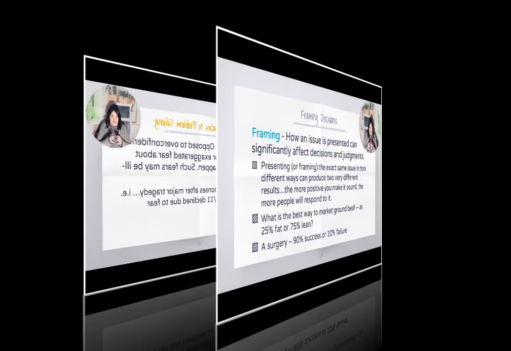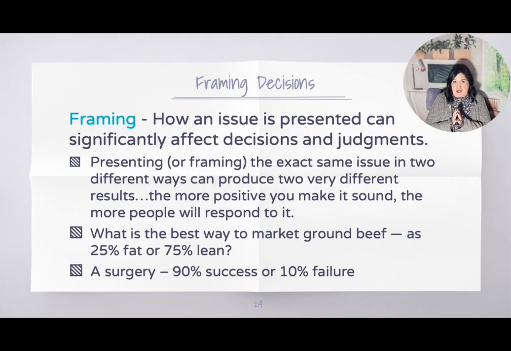Framing decisions. Framing as a vocabulary term in general is how an issue is presented. It can significantly affect decisions and judgments, and we've talked about priming before, but let's talk about framing now a little bit. Framing is the exact same issue presented in two different ways that can produce two very different results. The more positive you make it sound, the more people will respond to it.